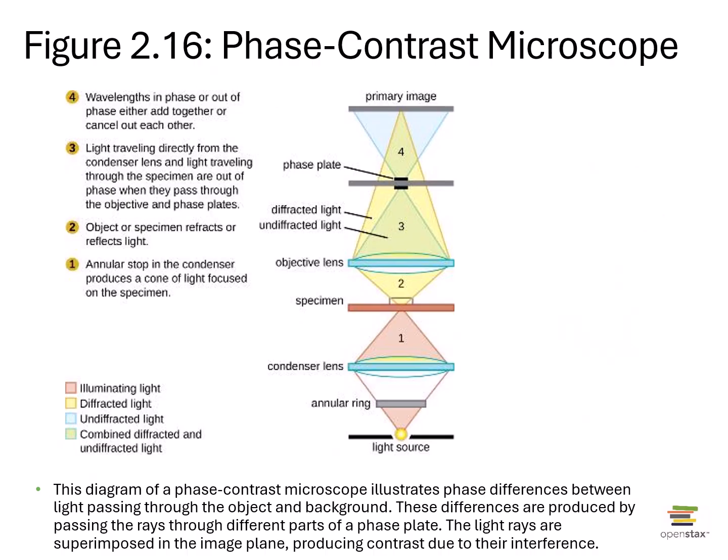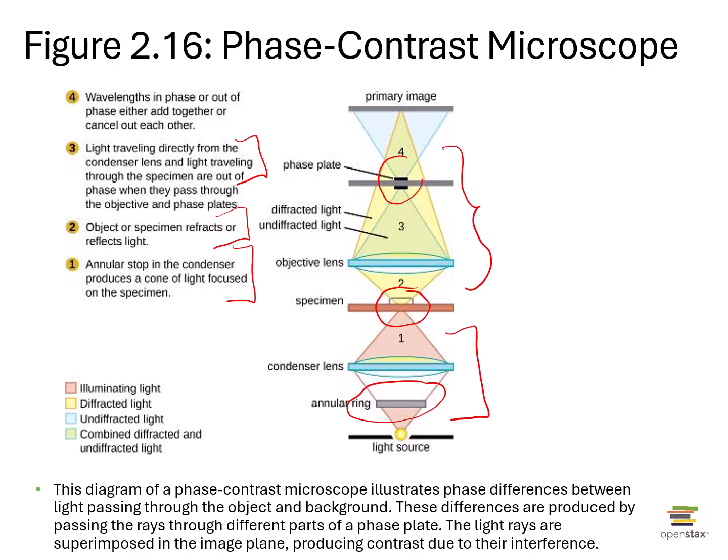Going back to our textbook, here's the condenser with that annular ring or stop. That's going to produce a cone of light that goes through our specimen, and our specimen is going to refract or reflect light. Light traveling directly from the condenser versus light traveling through the specimen are going to be out of phase when they enter the phase plate and that condenser lens. Wavelengths that are in phase are going to add together. If they're out of phase, they'll cancel each other out.